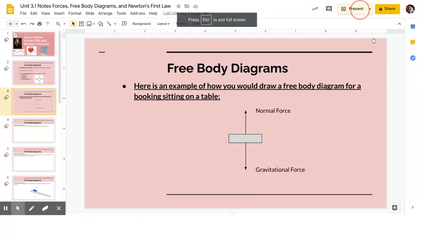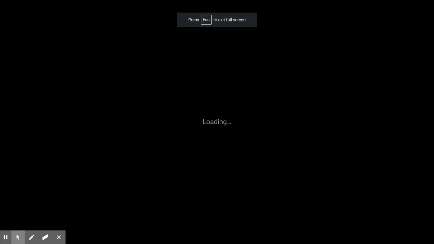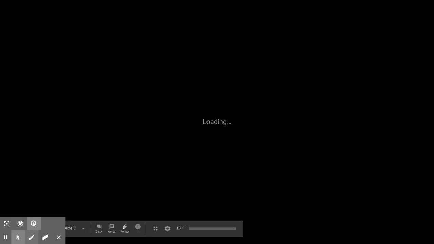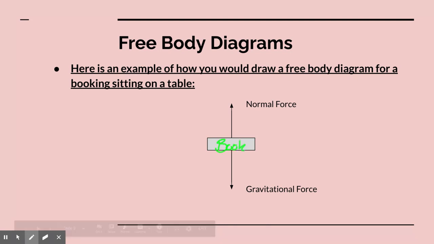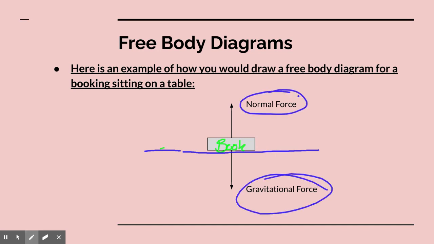So let's take a look at this again. The little gray box there is going to be your book. Yeah, this right here is our book. This book is being affected by both the normal force and the gravitational force. It's just sitting, chilling out on a table right here. So here's our table. You have the normal force pushing upwards, and then the gravitational force pushing downwards, or pulling downwards, I should say.